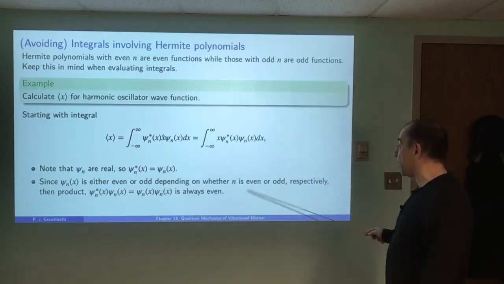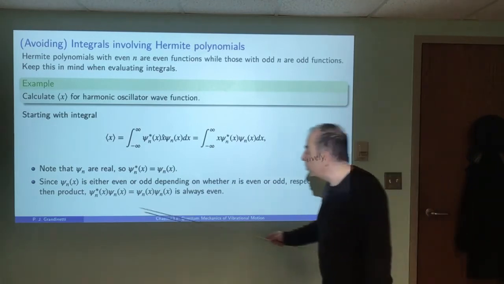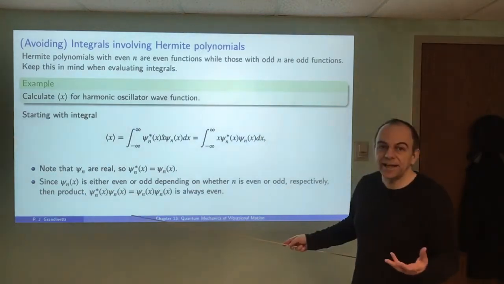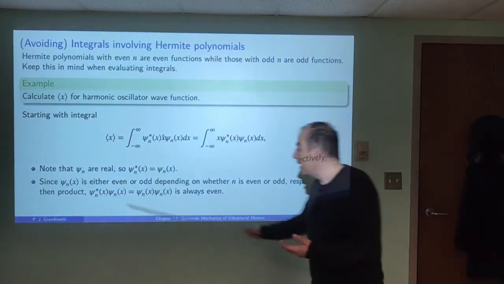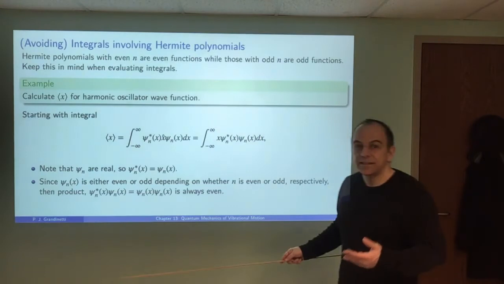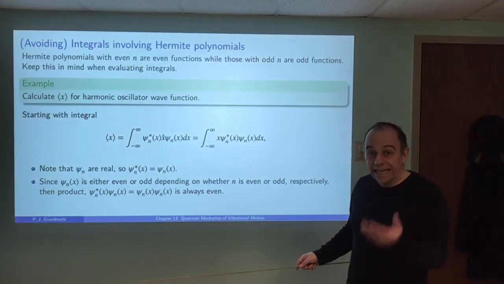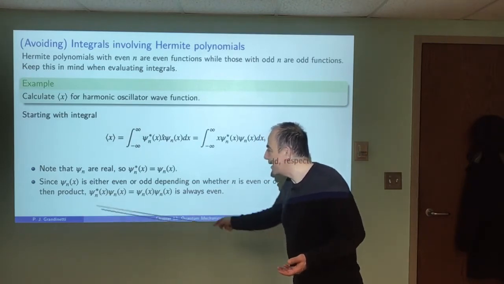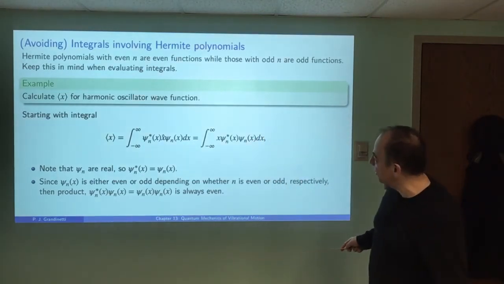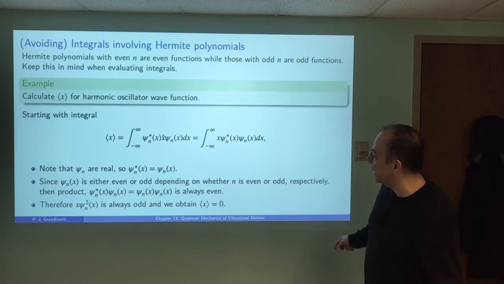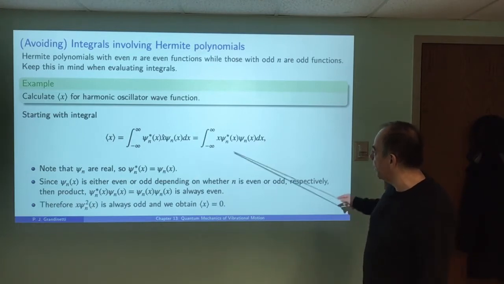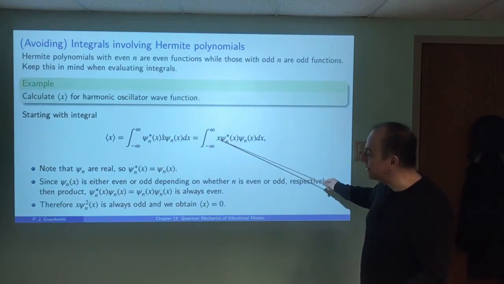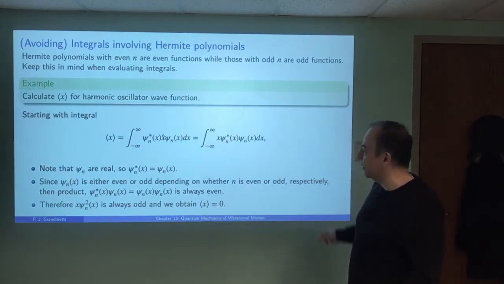And what we know is that, since the wave function is even or odd depending on whether n is even or odd, then when you calculate the product, if you take an even and an even, multiply them together, you always get an even function. If you multiply an odd and an odd together, you will always get an even function. So as long as we have n the same here and here, we will always have an even function. And so when we multiply it times x, it will always be odd, and so we get an integral that goes to 0.